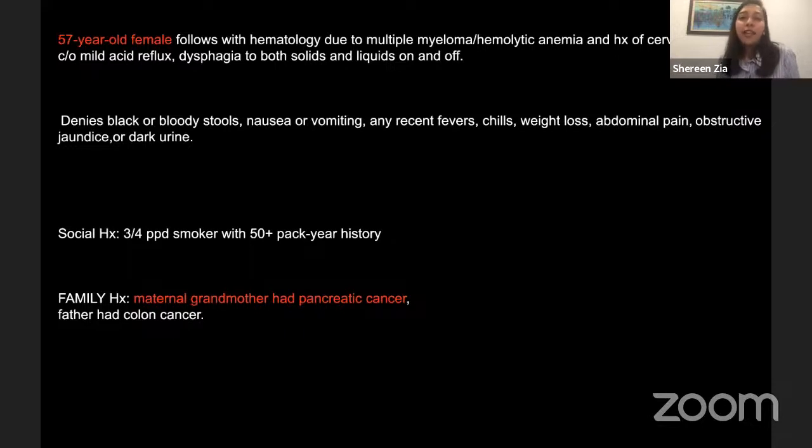Okay, so after that breather, I'll walk you through some other cystic lesions of the pancreas. So I'm putting up a case scenario regarding that. This is about a 57-year-old female, and she was followed up with hematology due to multiple myeloma. She has a history of cervical cancer, and she was complaining of mild acid reflux and dysphagia for both solid and liquid on and off. She denies any black or bloody stool, nausea or vomiting, any recent fevers, any obstructive jaundice or dark urine. She has a social history of 3 to 5 packs per day of smoking for up to 50 plus years. Her maternal grandmother had a history of pancreatic cancer.